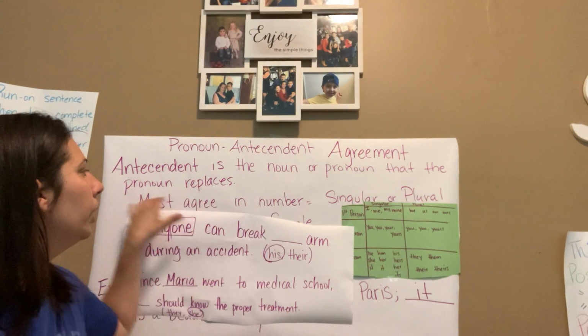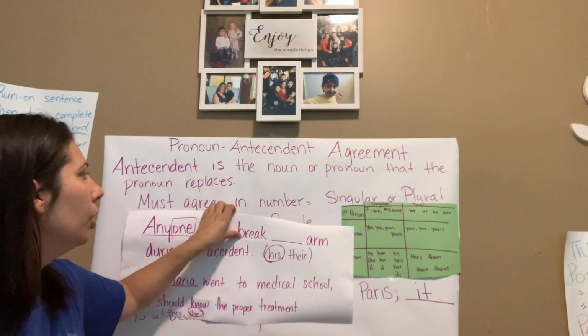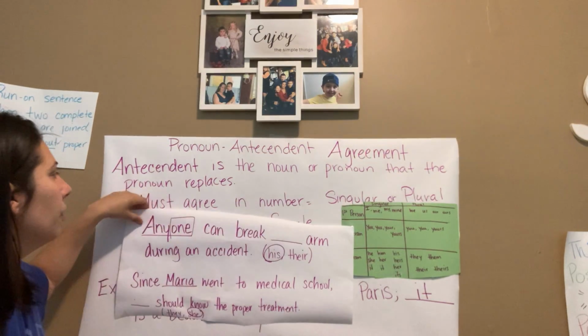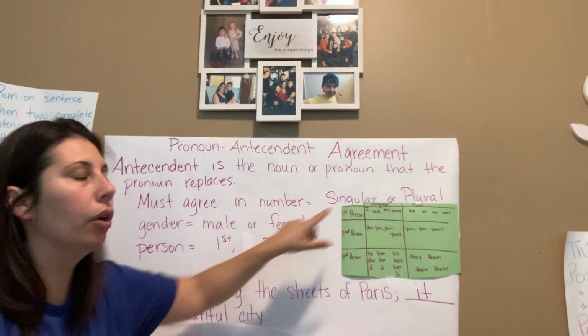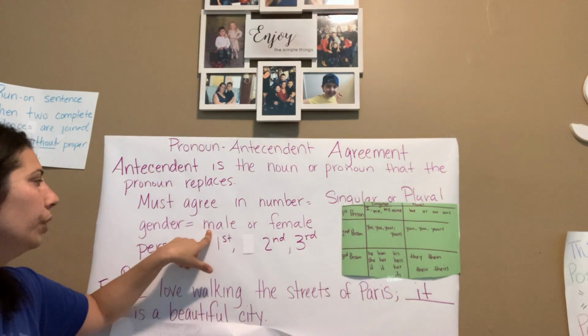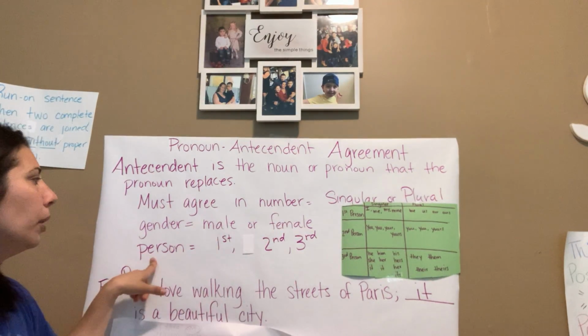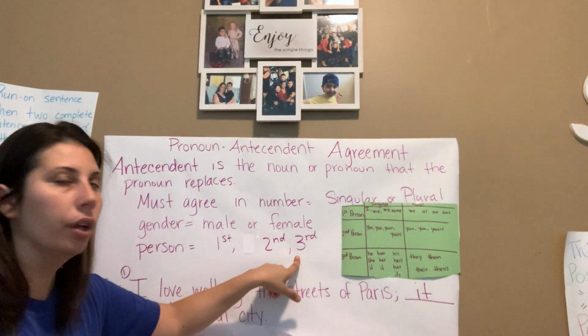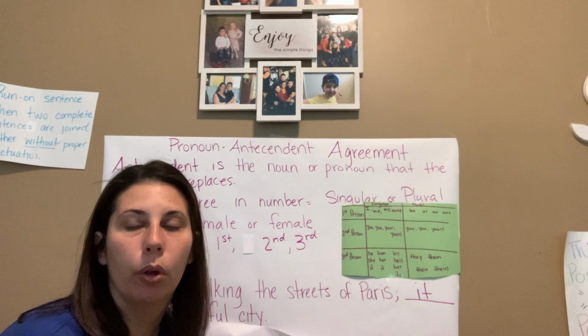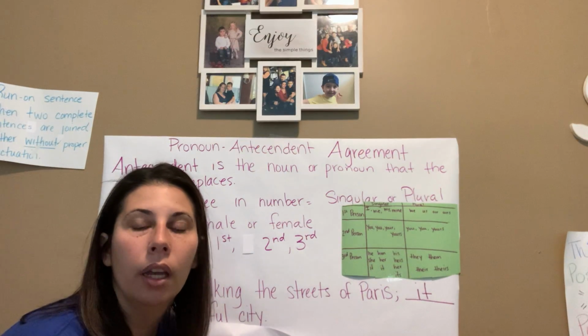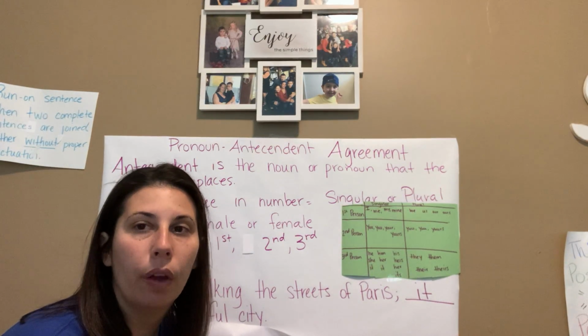But other than that, you really just want to ask yourself, it has to follow these things. It has to agree in number, singular or plural. It has to agree in gender, male or female, and person, first, second, or third. Okay? And then you follow through. And I will make sure that your pronouns chart is also on class pages, just as a reference guide for you.